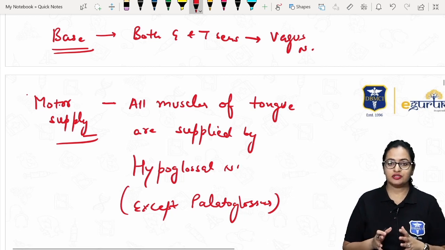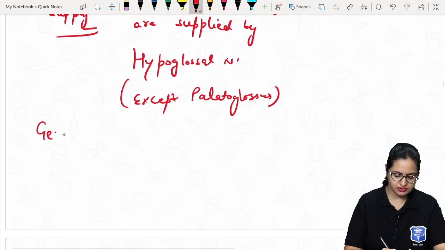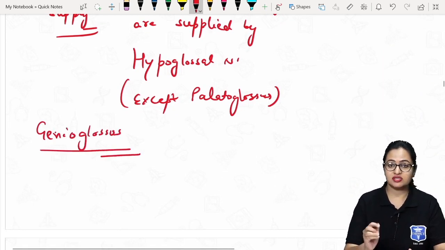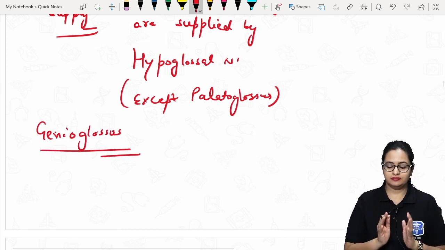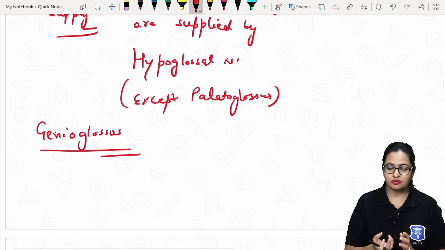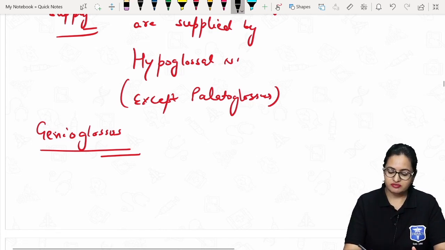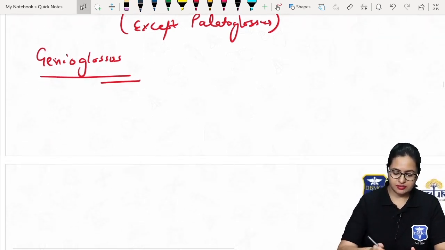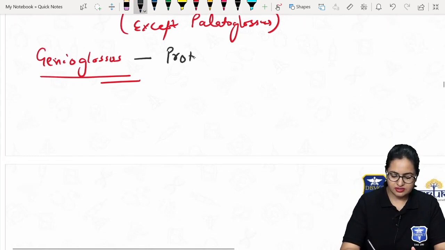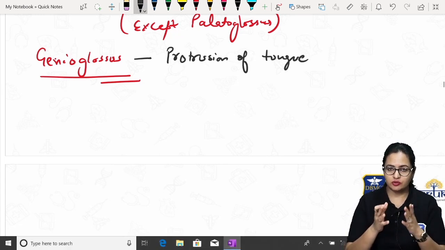Now when we are talking about this motor supply, we have one of the major muscles, that is the genioglossus. It is the major muscle of the tongue and is also considered the safety muscle of the tongue. If there is hypoglossal nerve injury, we utilize this genioglossus muscle to check which side the hypoglossal nerve injury is on. The main action of the genioglossus is protrusion of the tongue, and when both genioglossus muscles act, they lead to the protrusion of the tongue.